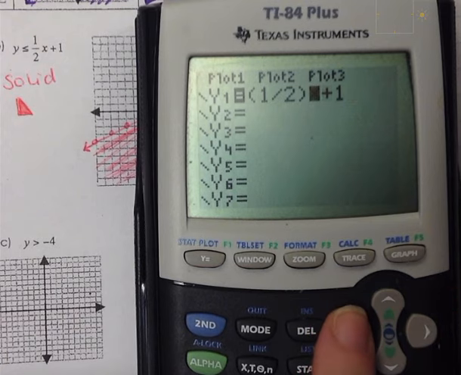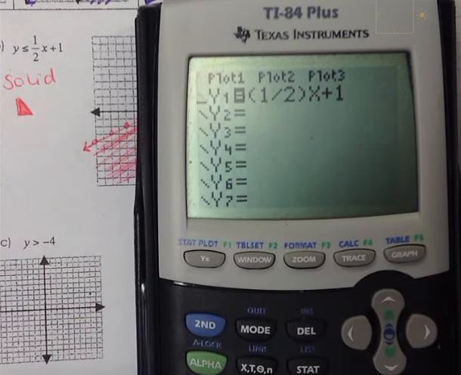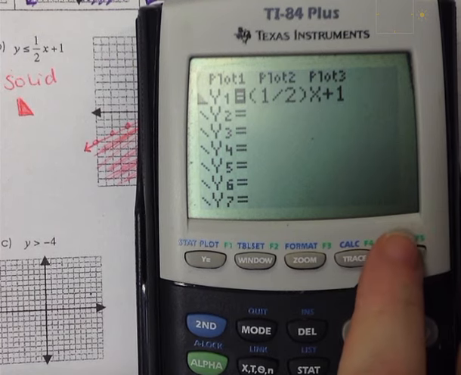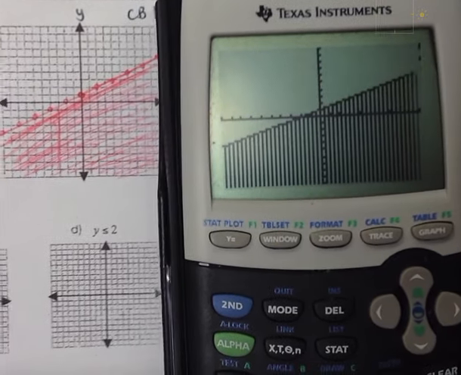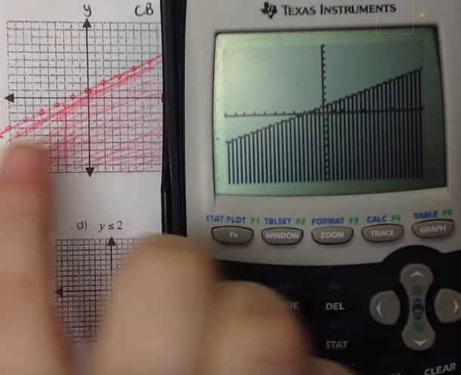Then I'm going to come all the way over to the left, to that blinking part. I'm going to press enter until I get to that symbol. Not the symbol I want. This is a greater than symbol. This is the less than symbol. So this is what I want. I'm going to press graph and see if this is the same graph as on my paper. It's the same shading, and it looks to be the same graph.